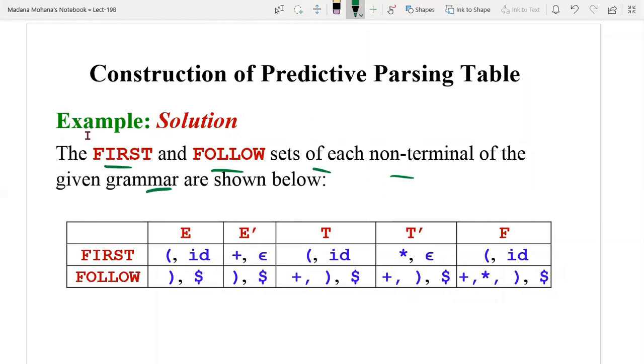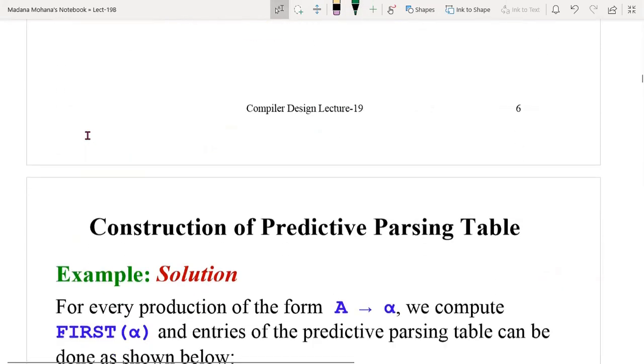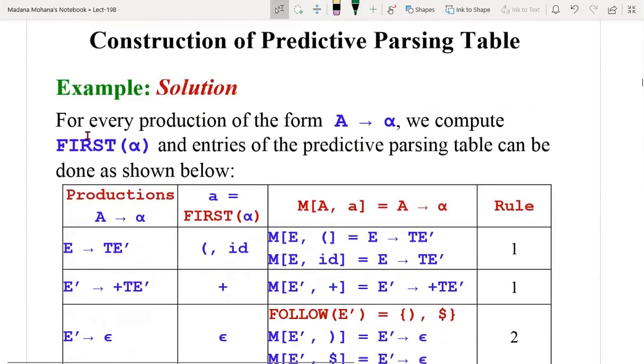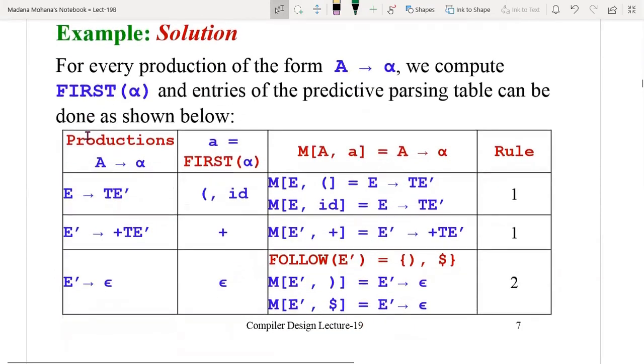Now, as in our previous class, for the same example, we obtained first and follow values for all the variables in the given grammar. Those values are listed here, so directly those values are taken. Now with these values, by using the predictive parsing algorithm, we can build a predictive parsing table. Here you can apply rule 1 and rule 2 wherever applicable.